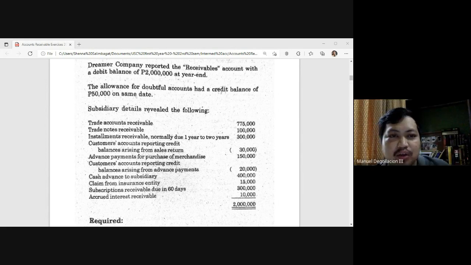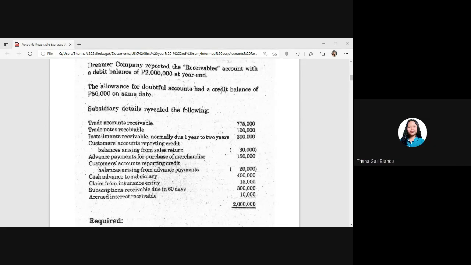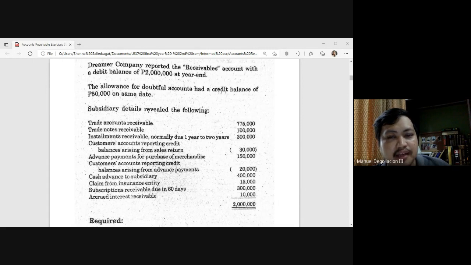Yeah, but the question here is not just trade, actually, Miss Blancha. The question here is trade and non-trade. Our primary task here is not determining whether it is a trade or non-trade, but determining whether it should be a current or non-current.